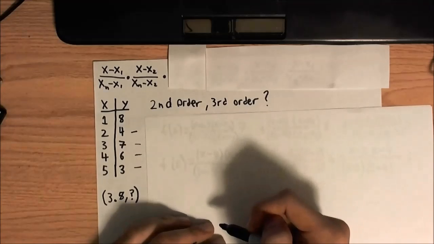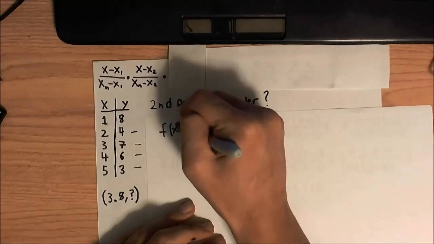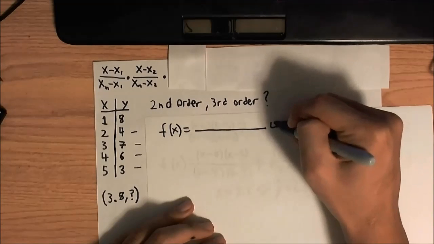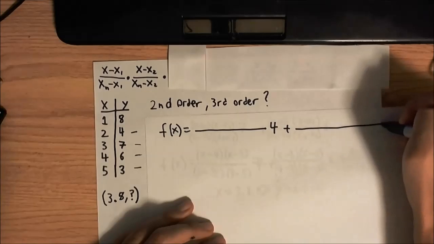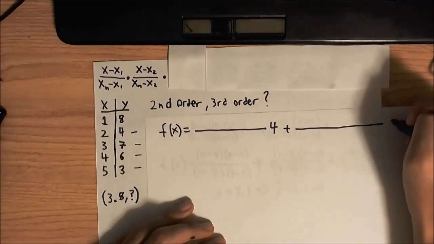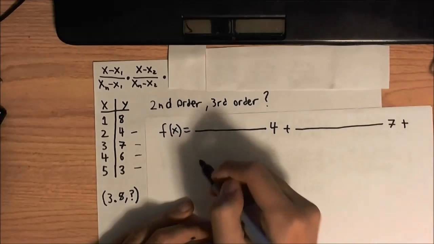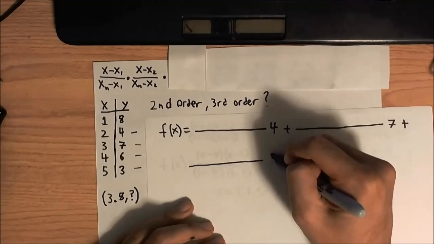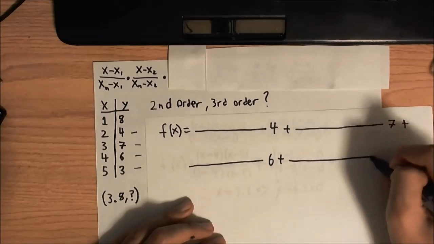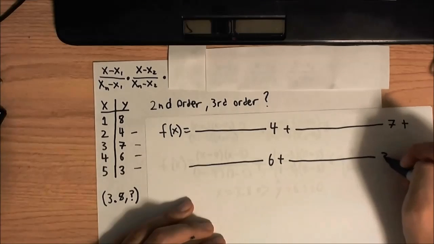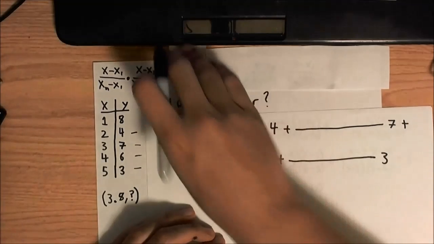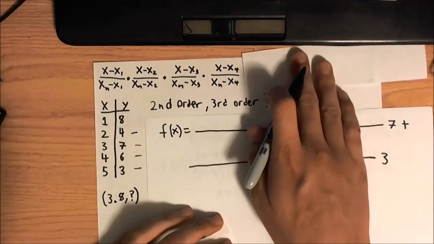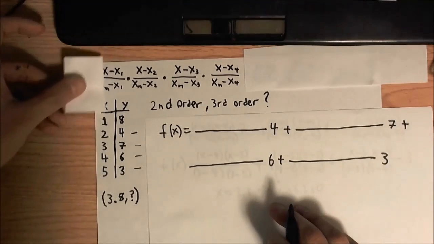And after that, we can lay our framework again, saying that f of x equals some large term times the first y value 4, plus another large term times the second y value 7, plus a third large term times the third y value of 6, plus the last large term times the y value 3. Since this is a third order, we're going to need 4 terms, so we can expand our bank up here. And since it's the first term, again, we exclude the first value.